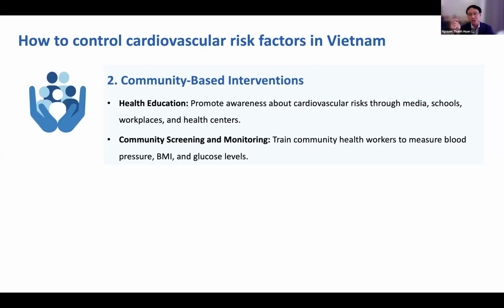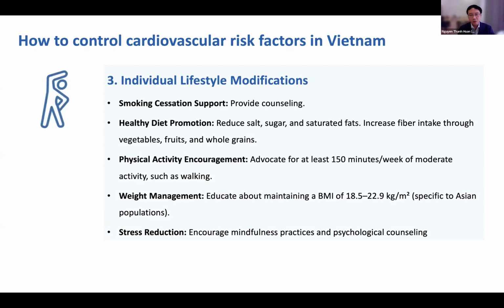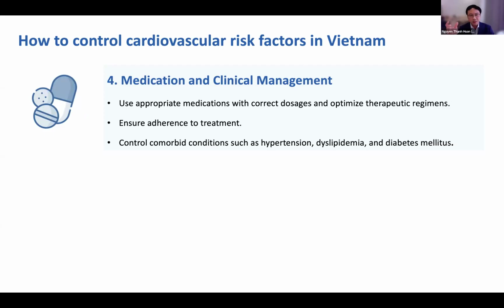Second, community-based intervention, for example, health education, community screening, and monitoring. Third, individual lifestyle modification. I think it's very important. Stop smoking, healthy diet promotion, physical activity encouragement, weight management, and stress reduction. We all know that it's difficult to control stress, but we need to talk with our patients about how to reduce stress in their life. And the last one, which I think is also important, is medication and clinical management. For example, how to use appropriate medications with correct doses. And we need to remember to control comorbidities, such as hypertension, dyslipidemia, as well as diabetes.